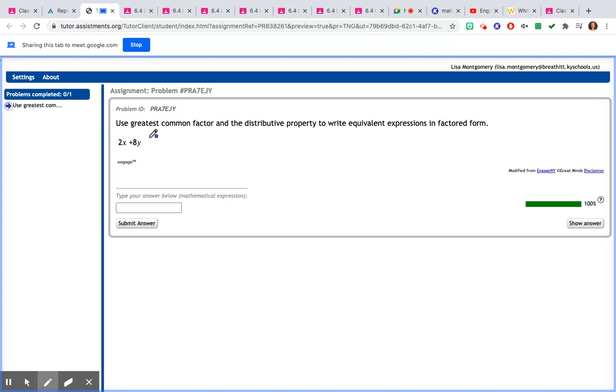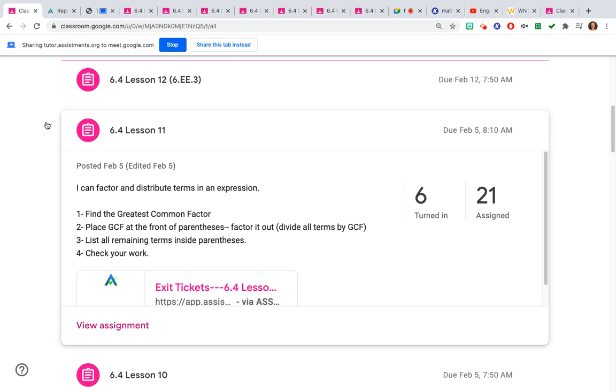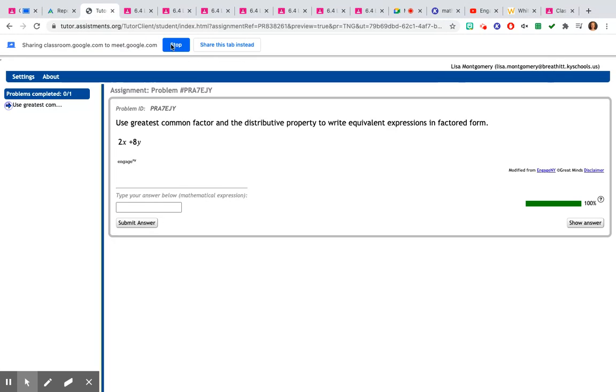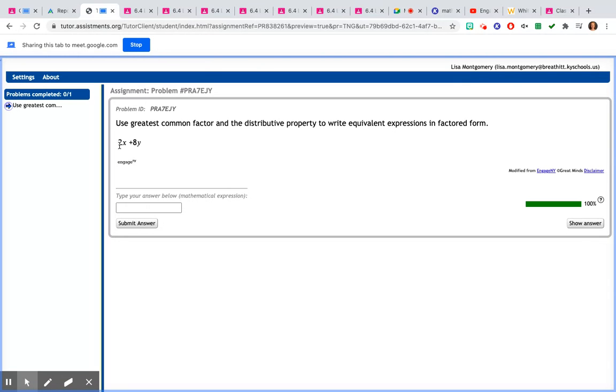Addie, can you tell us what was our first step in our success criteria Friday? It's on that math page. Tell us the success criteria, the first step. Find the greatest common factor. Okay, so we had to find the greatest common factor of 2x and 8y.